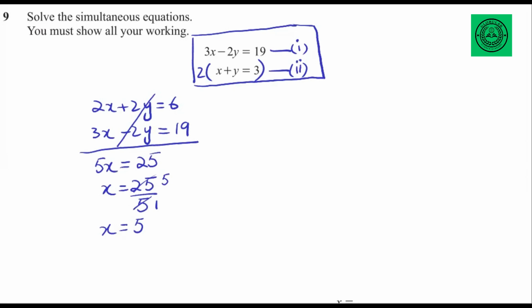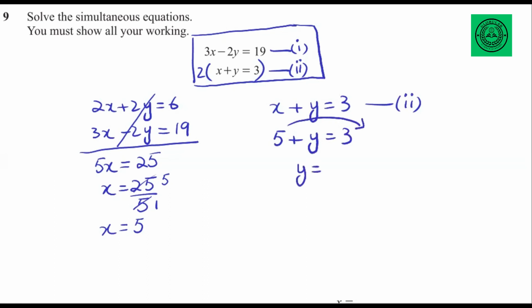Okay, now using equation 2, which was basically x plus y equals 3. This was our equation 2. Now, if we replace the value of x over here, which is 5, we can write it as 5 plus y equals 3. And just move this 5 to the right side, and it will change its sign. So y equals 3 minus 5, and y turns out to be nothing else but 3 minus 5, which will give me minus 2.